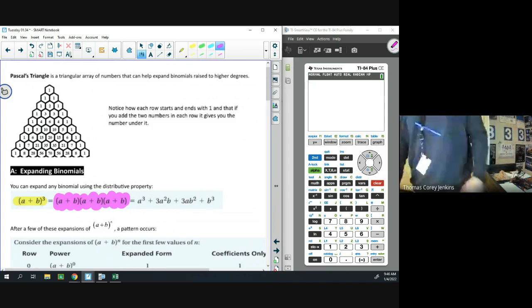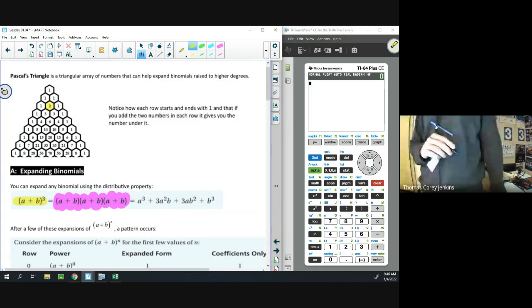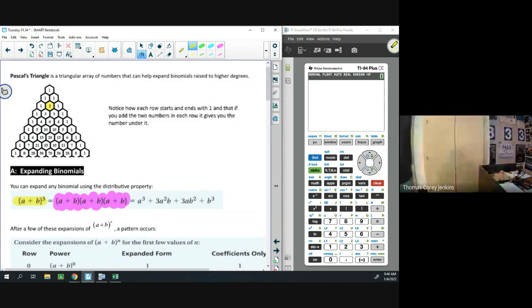So does anybody see the pattern yet? How am I getting that 2 right there? Yes, Ryan? Right. The 1 plus the 1 above it gives you the 2. And then if you look at the next row, 1 plus 2 is 3. So it's easy to reproduce Pascal's triangle.